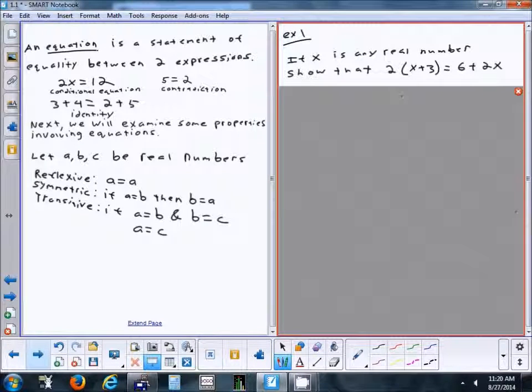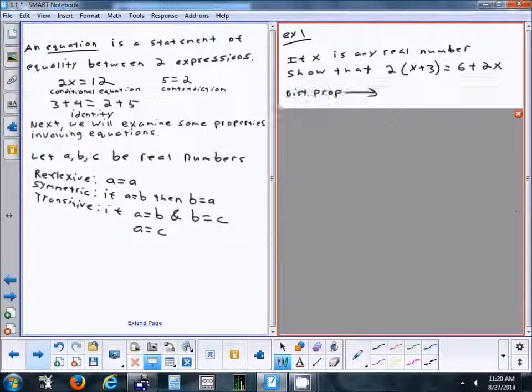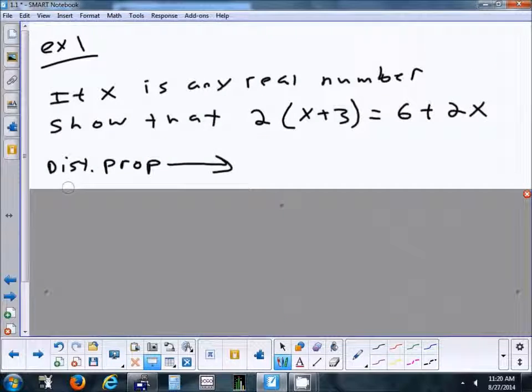What would be your first step if you were going to solve that equation? How about John? What would be the first property you need to use? Multiply the distributive property. Yeah, distributive property. And as he was saying, that means you're going to multiply the 2 out to the x plus 3. So you have 2 times x plus 2 times 3.